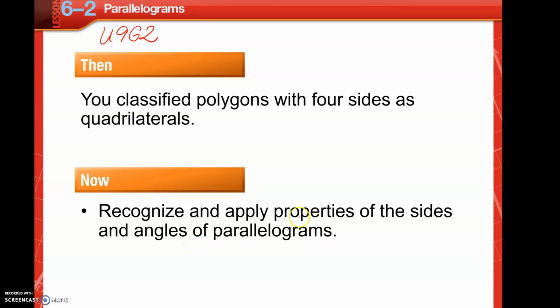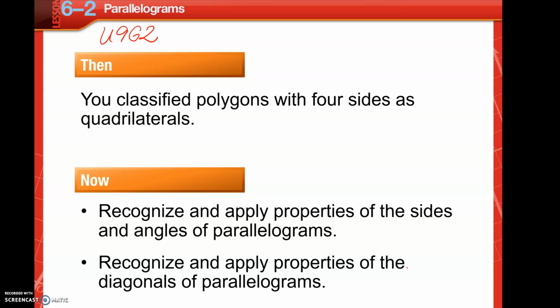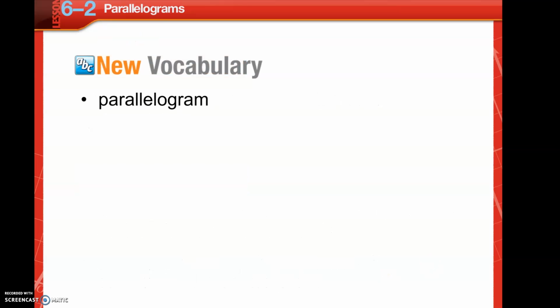So we're going to talk about those properties and apply them, and then talk also about the diagonals of a parallelogram. With parallelogram, you can see a pretty good clue here is parallel. This is going to be a quadrilateral, so we're going to have 4 sides, and opposite sides are parallel.